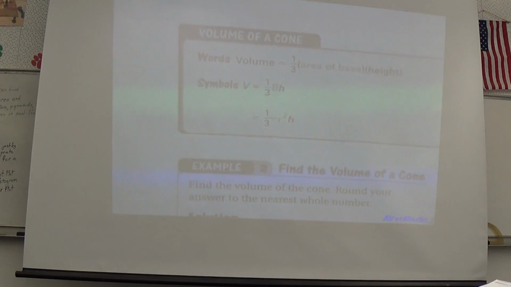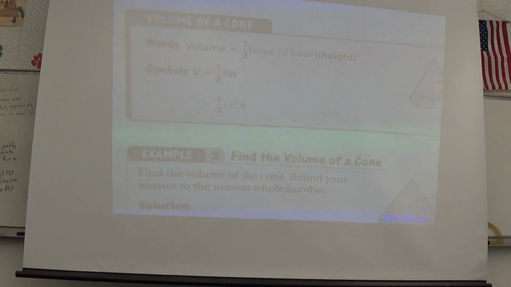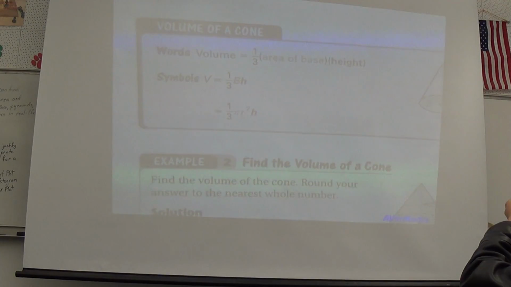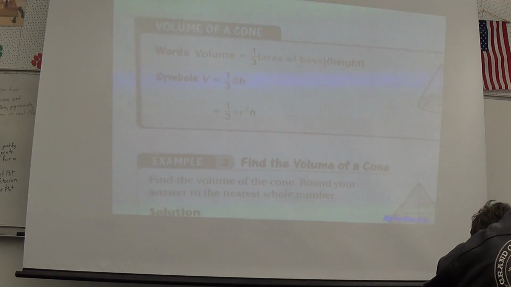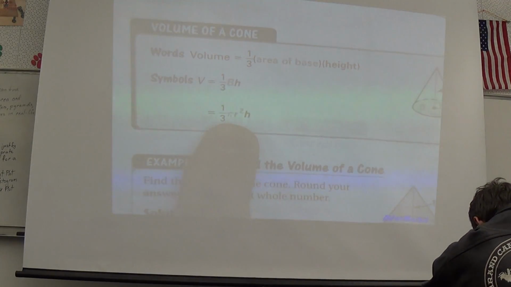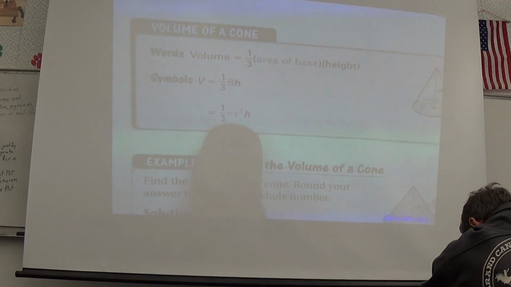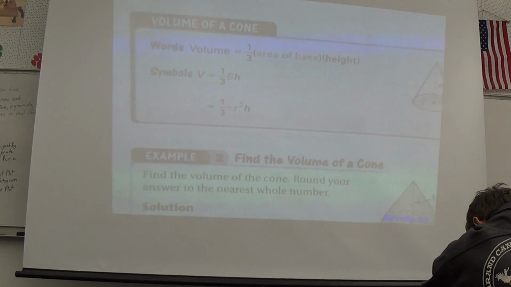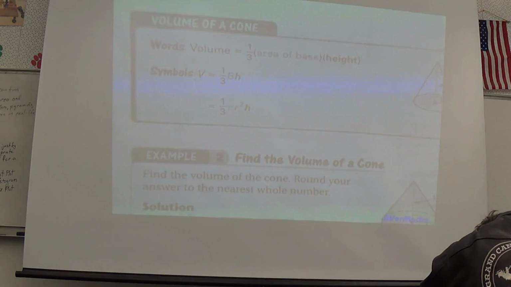Alright, let's look at the formula now for finding the volume of a cone. It's the same formula: 1/3 times the area of the base times the height. The difference is the shape of the base. Since we're dealing with a cone, the base is a circle. So it turns out to be 1/3 times pi r squared, because that's the area of a circle, times the height.